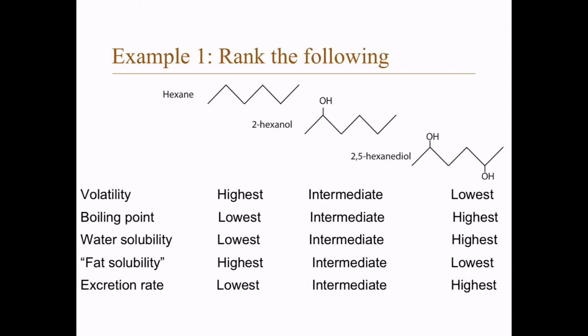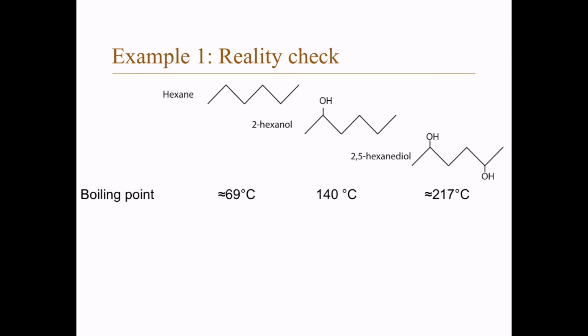Okay, so this is our ranking, but what about the reality? Is this ranking any good? Let's see. The boiling point, if you look that up, is approximately 69 degrees Celsius for hexane, 140 for 2-hexanol, and 217 for 2,5-hexanediol. So it's a perfect match with our ranking. And the water solubility also matches perfectly.